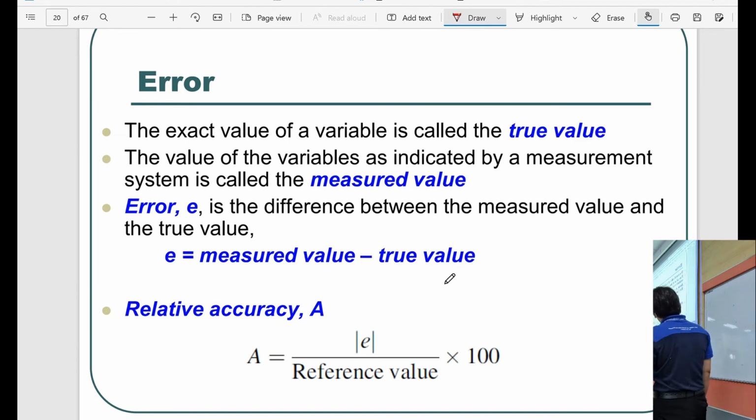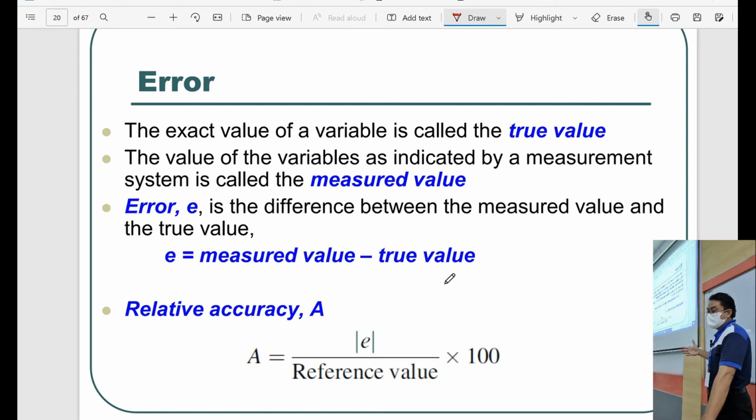The relative accuracy is a percentage, which is the absolute error E divided by the reference value. What is the reference value? Usually we use a range. Later I will show you what the range actually is. Multiply by 100, and then we can find the accuracy for the errors that we want to measure. Alright, so we move forward.